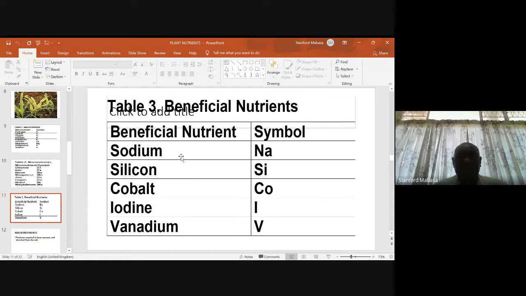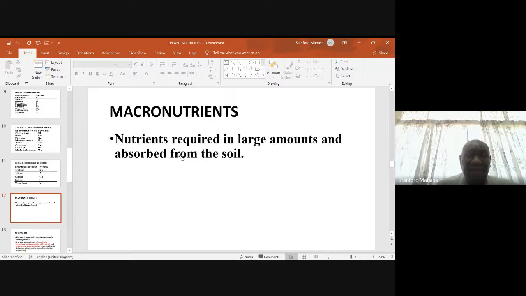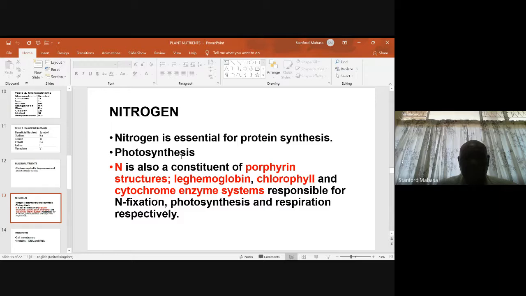Then we've got the beneficial nutrients. We've got sodium, silicon, cobalt, iodine, and vanadium. Now, what are macronutrients? These are nutrients which are required in large amounts and absorbed from the soil. Now, let us talk of these macronutrients.